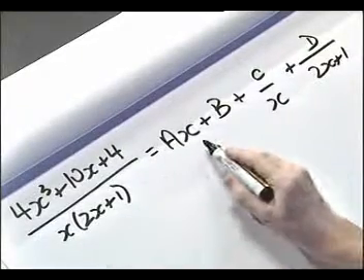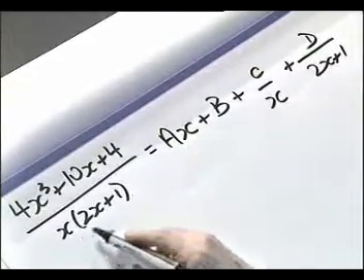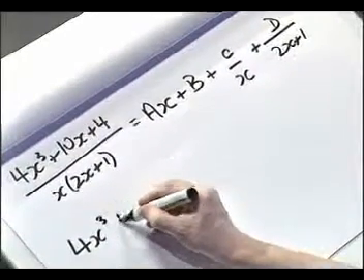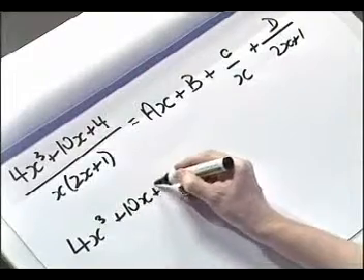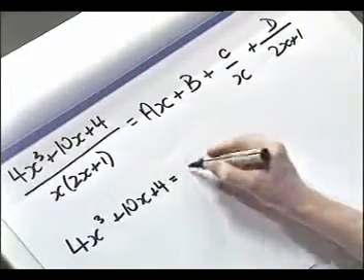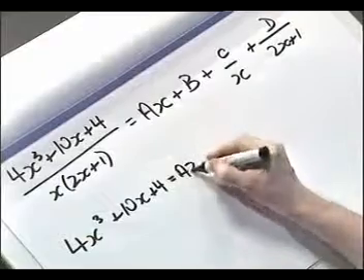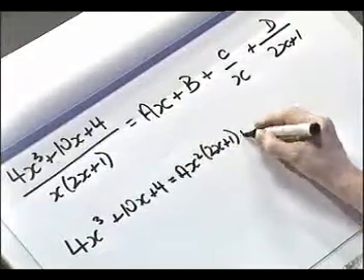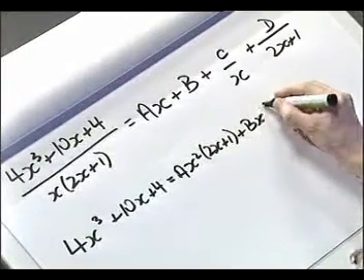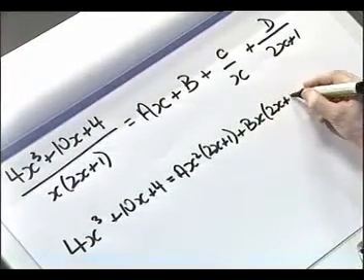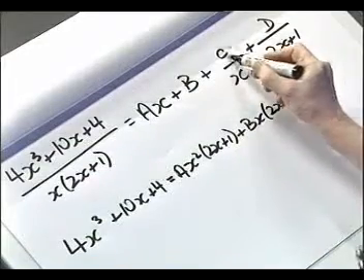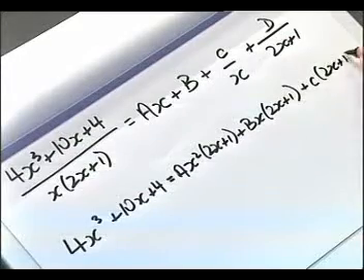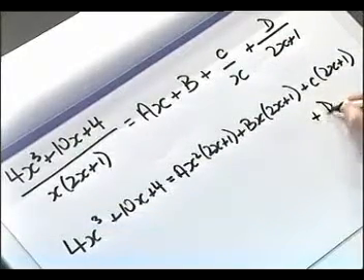If I now multiply through, I get ax times x(2x plus 1). So we get 4x cubed plus 10x plus 4 equals ax squared times (2x plus 1) plus bx times (2x plus 1) plus c times (2x plus 1) plus dx.